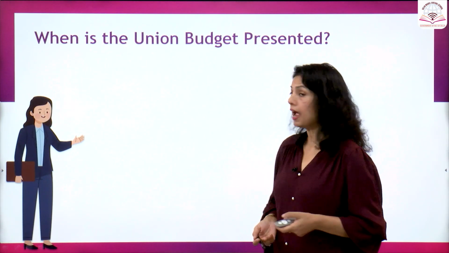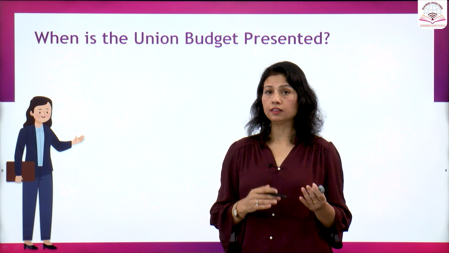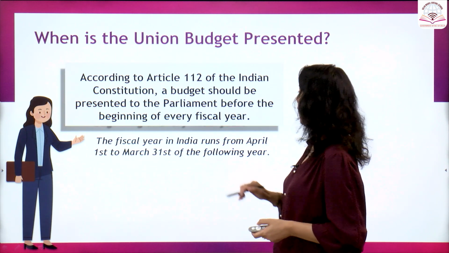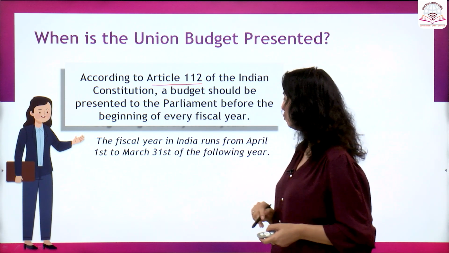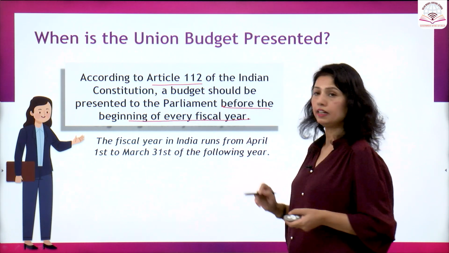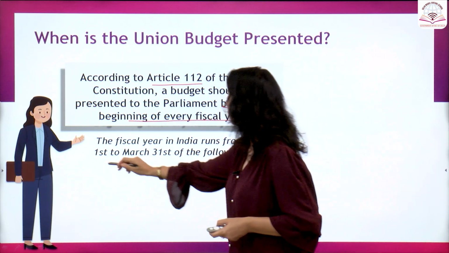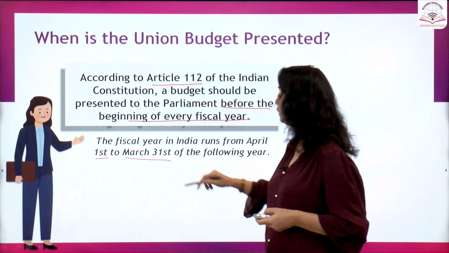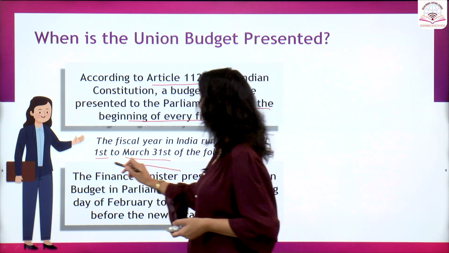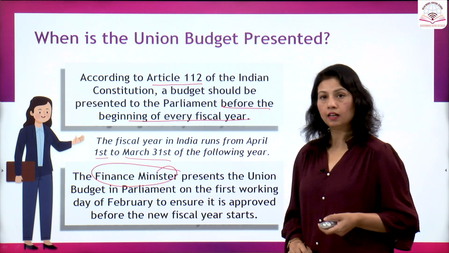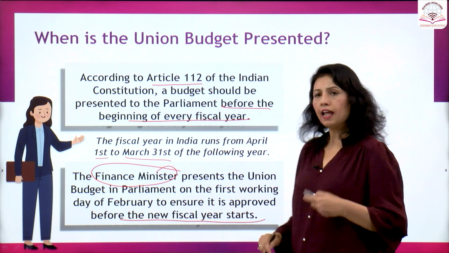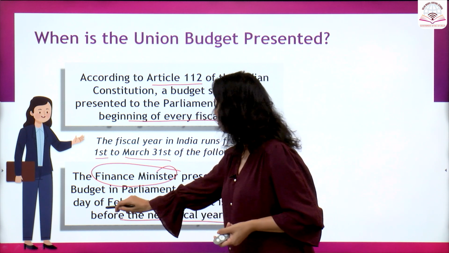Now let's take a look at when and where the union budget is presented. Union budget is presented in the parliament, and according to Article 112, it should be presented before the beginning of every fiscal year. And in India, when does the fiscal year start? From 1st April to March 31st of the following year. It is presented by the finance minister in the parliament. And when is it presented? It is presented before the new fiscal year starts, usually on the first working day of February.